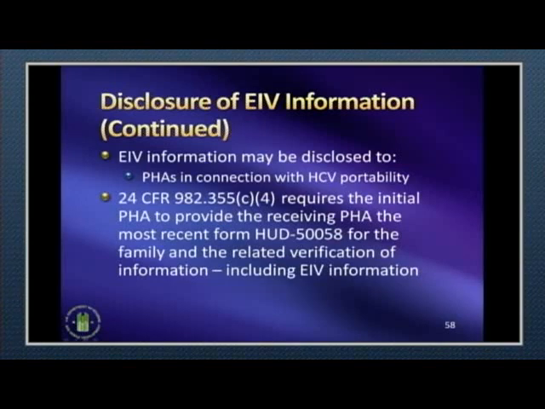And then the EIV information may be disclosed to individuals associated with housing choice voucher portability. And what I mean by that is if your tenant is porting to another housing authority, you're required, in accordance with 24 CFR 982.355(c)(4), to provide that receiving housing authority with the HUD Form 50058 and supplemental verifications, which includes the EIV information.